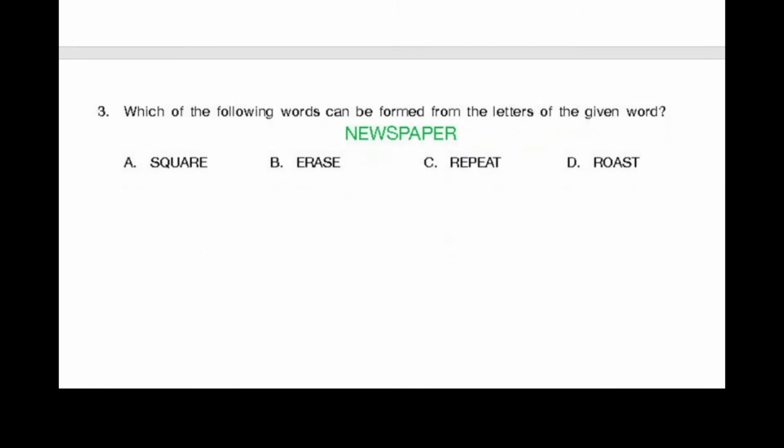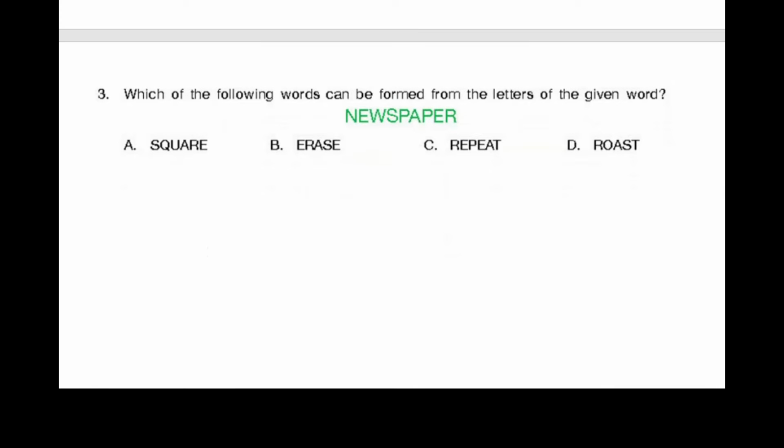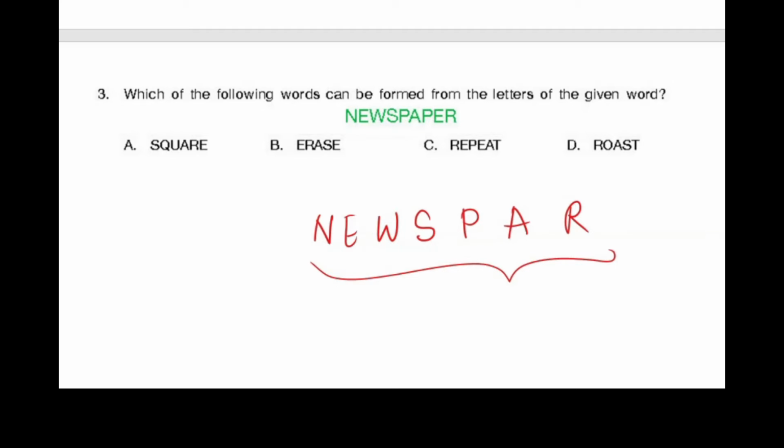Next question. Which of the following words can be formed from the letters of the given word? So let's see. We have the word newspaper containing N, E, W, S, P, A, again P, again E, and R. These are the letters present in the word newspaper. We just have to find the word which contains these only.